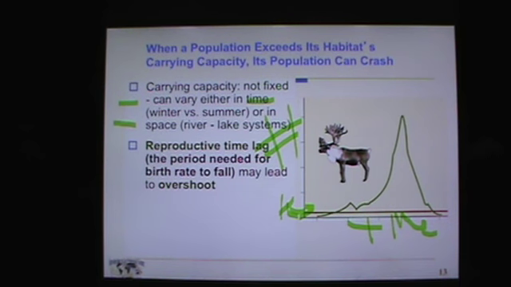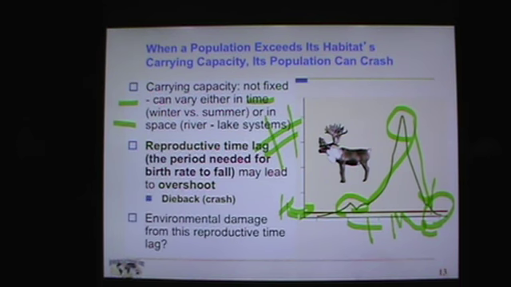There is a reproductive time lag, so you have this time lag going on here with this animal, the elk, I believe. They're rapidly reproducing here in response to environmental conditions, and then they have a spike in the number of organisms, and then the environment cannot support them because their carrying capacity is way down here. So this is a term called overshoot. You have dieback, and then environmental damage can happen.